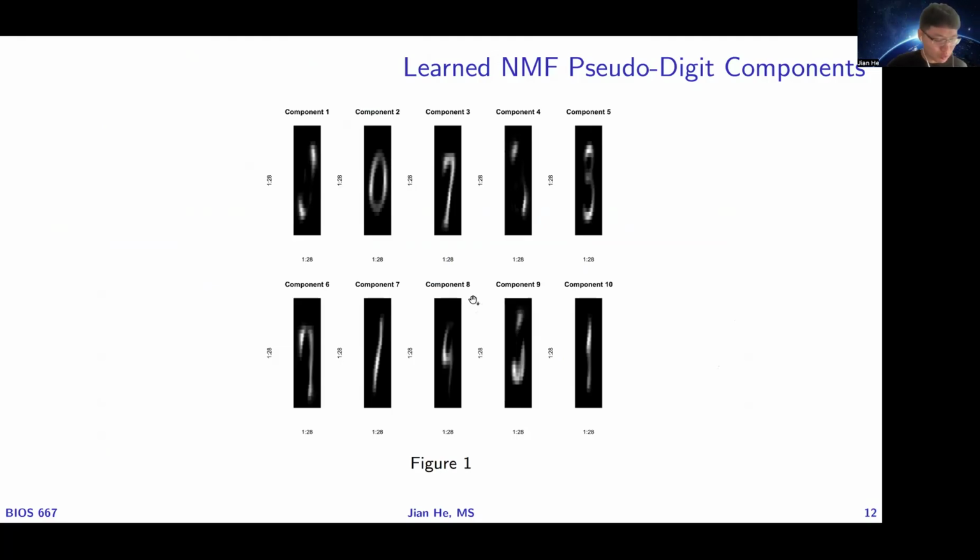So as we can see from this figure, component 2 captured the oval shape of digit 0. And the other components capture the horizontal and slightly tilted strokes common in digits such as 1 and 7.